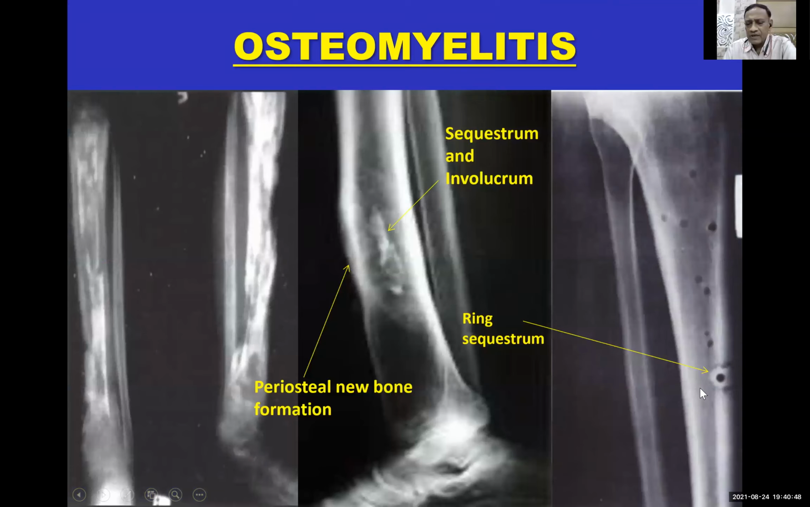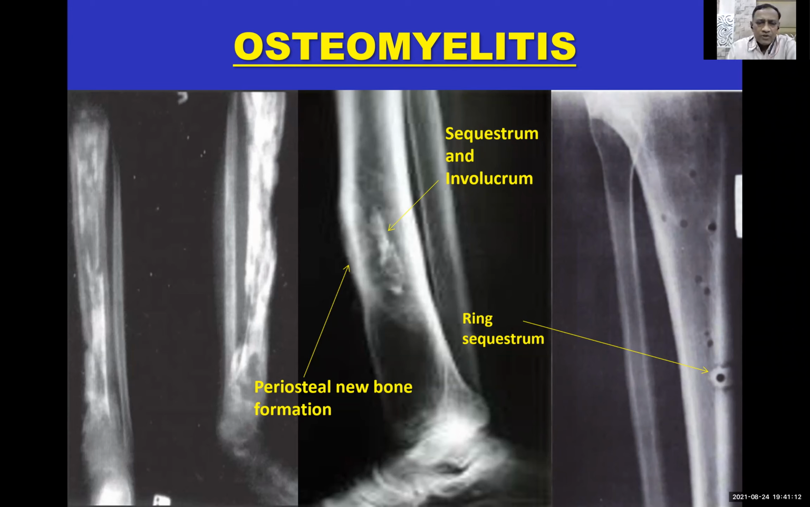This is the ring sequestrum, the classical ring sequestrum. It is seen only at three sites. One is at the insertion of a pin or Steinmann pin. Second is at the amputation stump, and third is at the medullary type of bone grafting. Nowadays nobody does it, but previously they used to do it for the non-union fracture of phalanges of the toes.